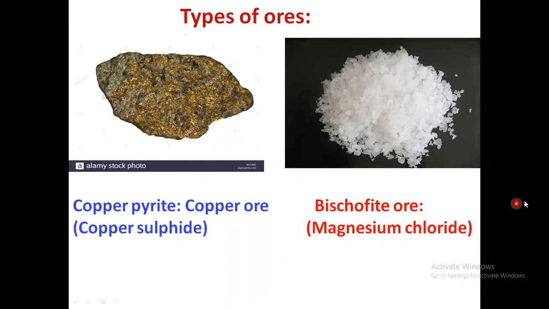And from these ores, basically, we can extract metals. In other words, we can say that ores are mined to get metals from them. Mining means extracting metals, removing metals from an ore. Clear?